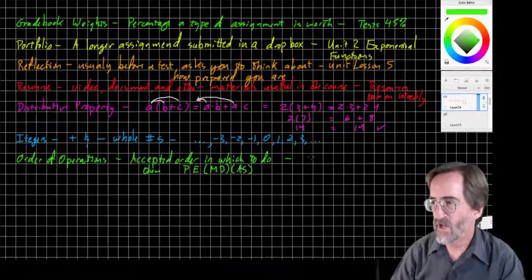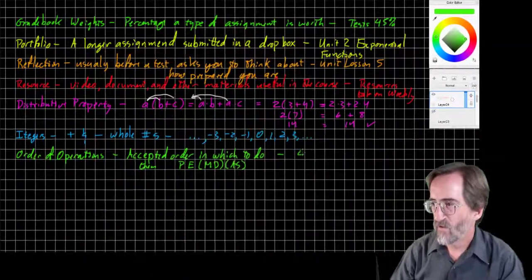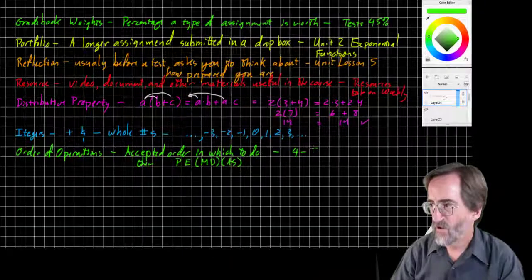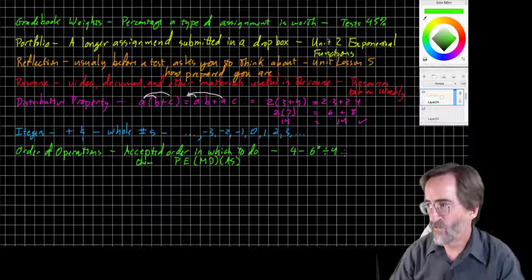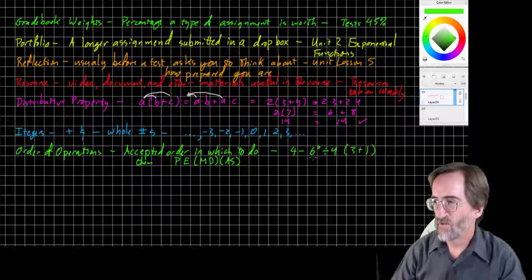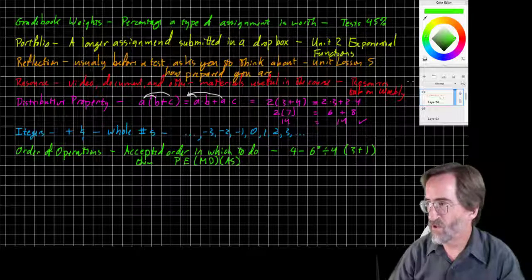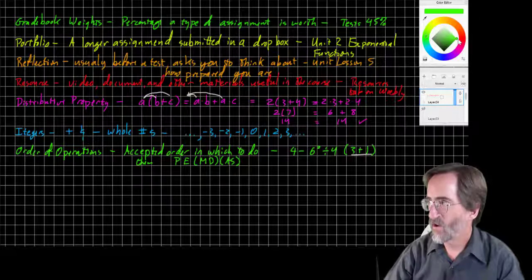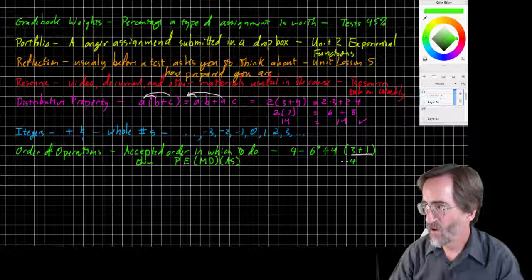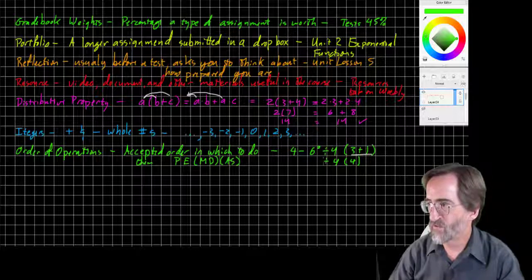All right, an example. 4 minus 6 squared, divide 4 times 3 plus 1. Okay, we do parentheses first. 3 plus 1 is 4. Times 4, bring down the rest of the problem.